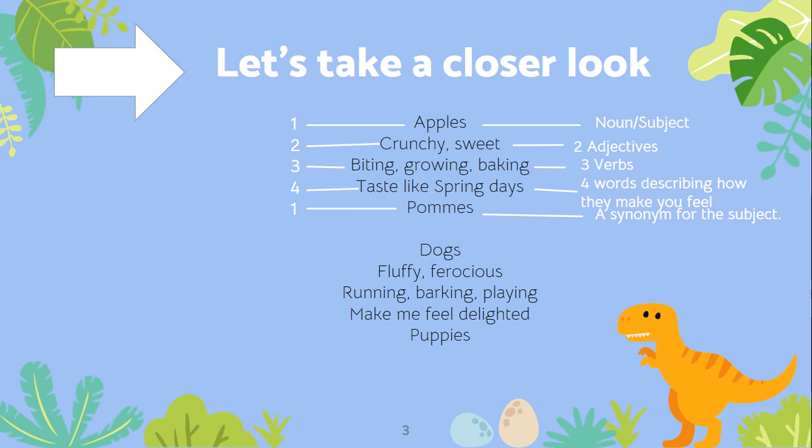Then we have 4, and it's 4 words describing how it makes you feel, okay? So think of our feeling words. So like they make you happy. How do you feel? Like taste, they taste like spring days. That's 4 words. And it reminds you of a spring day. Make me feel delighted, okay? Make me feel happy. That's dogs. Dogs make me feel very happy.